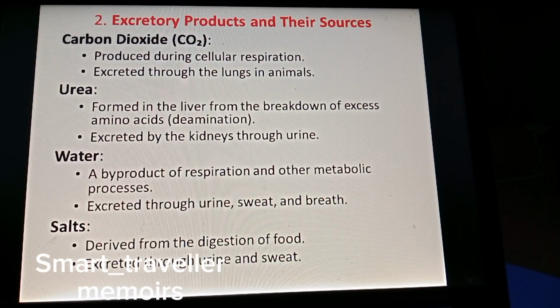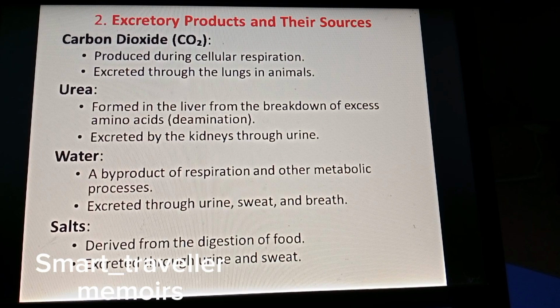Excretory products and their sources. The first one is carbon dioxide, or carbon (IV) oxide, shortened like CO2. This is produced during cellular respiration, and it is excreted through the lungs in animals.